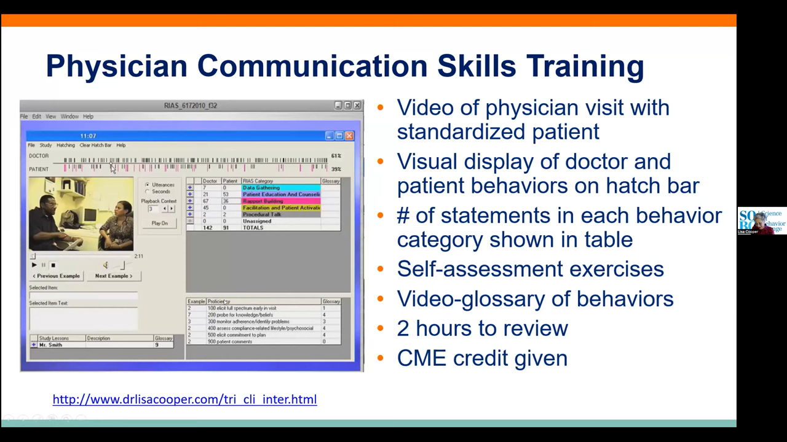Now, this program took 2 hours to do, and we gave people CME credit. And you'll see that the science has evolved over time because, as you can imagine, these had to be highly motivated volunteer physicians to engage in this.